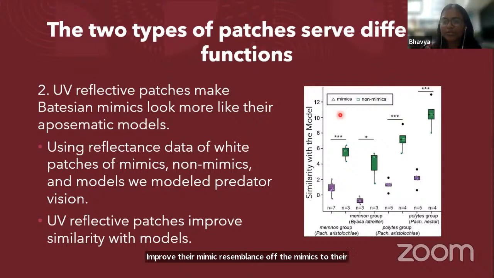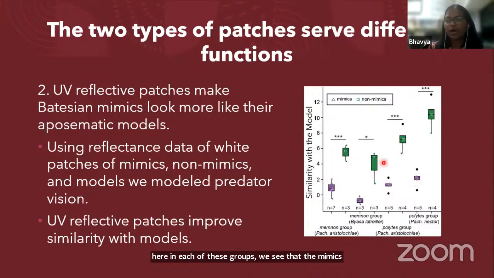What that really means is, if you look at this graph, on the y-axis we have similarity with the model. So basically how similar or how close is that white patch of a mimic or a non-mimic to its model. And we found that in most of these cases, actually in all of these cases, the mimics tend to have more similarity. Here, a lower value means there is more similarity, and a higher value means there is more dissimilarity. So if you look at the graph here, in each of these groups, we see that the mimics have a higher resemblance, or look more like their models, than the non-mimics do.